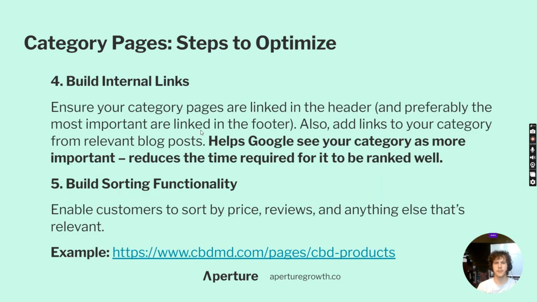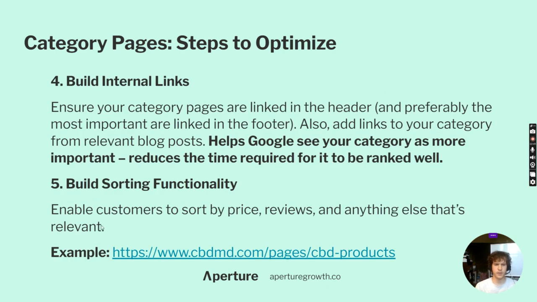Step 4 is to build internal links. You want to make sure that all your category pages are linked to in your website header at the top and also in the footer. You also want to add links to your category page from the blog posts that correlate with it. So if you have 10 blog posts about CBG products and you sell CBG products, make sure all those blog posts link back to your CBG category. That helps pass some of that topical authority onto the category, and it reduces time to rank as well as improves your actual ranking.